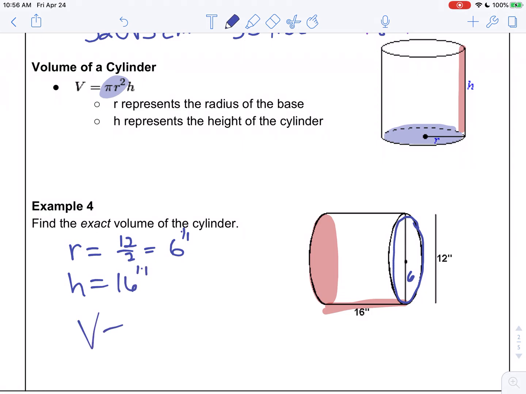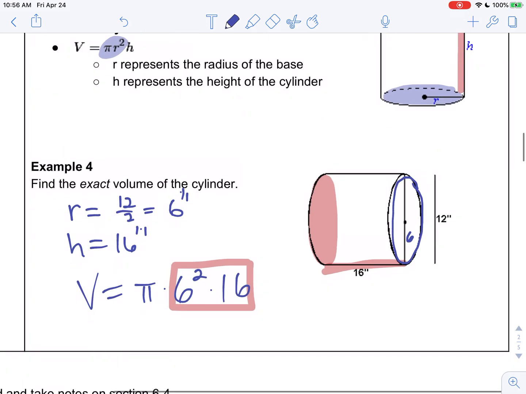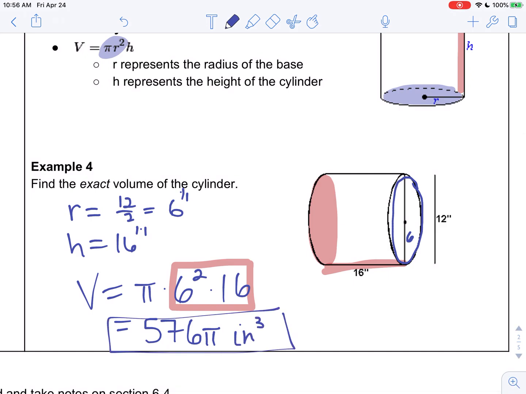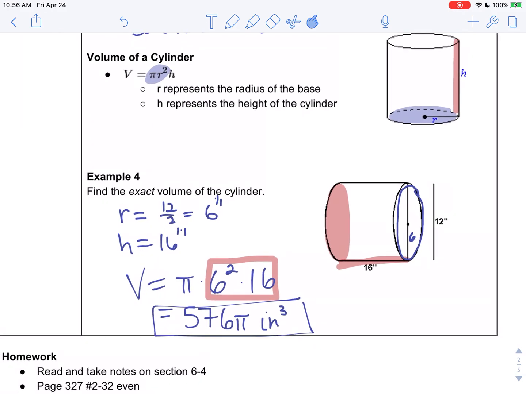If I plug it in, pi r squared times h, pi times 6 squared times 16. Okay, and I'm going to hit up my calculator. I'm going to type into my calculator 6 squared times 16, and that gives me 576 times pi, and I'm dealing with cubic inches. All right. So that's a quick run through of how to find the volume of prisms and cylinders.